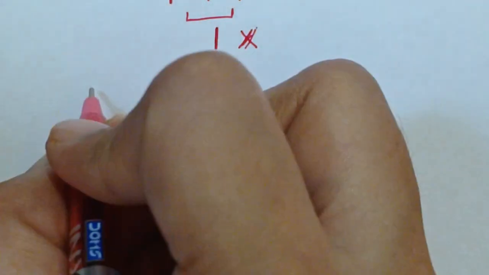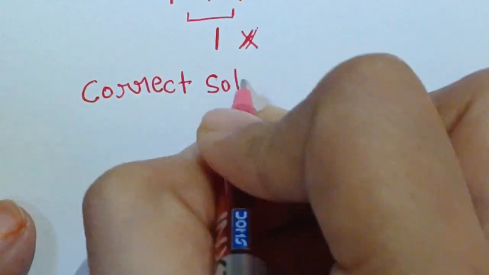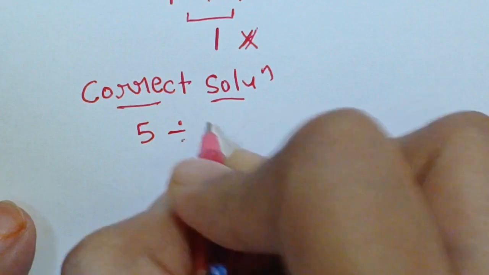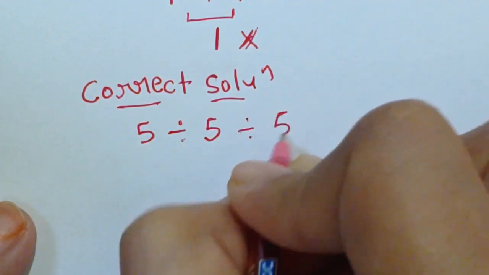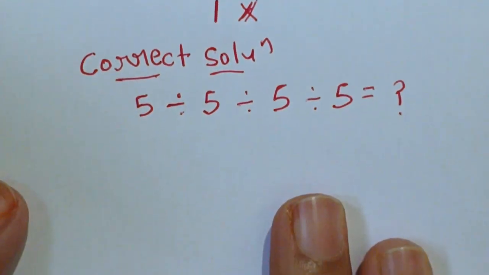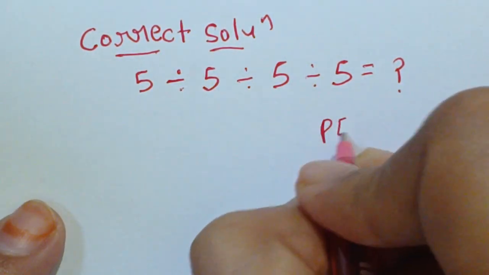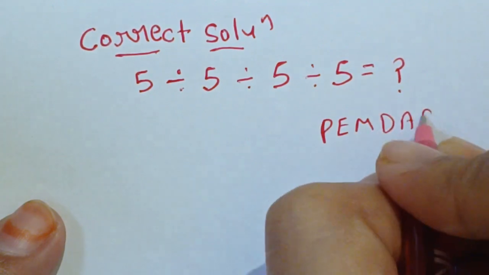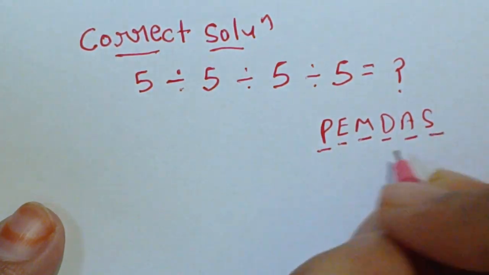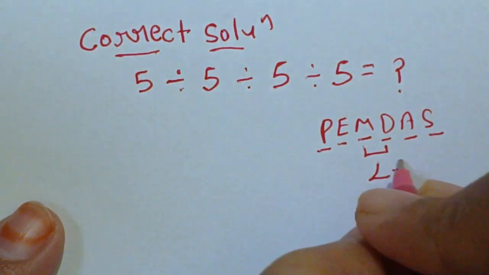Now let's see the correct solution for this expression. Write the question once again. Now here you know the order of operation, which is PEMDAS rule. P parenthesis, E exponent, multiplication, division, addition, subtraction. You have to remember multiplication, division both have equal priorities. Therefore, we go from left to right.